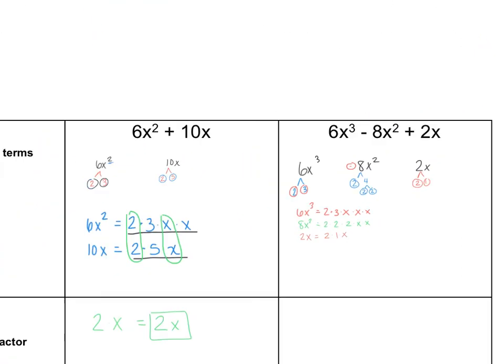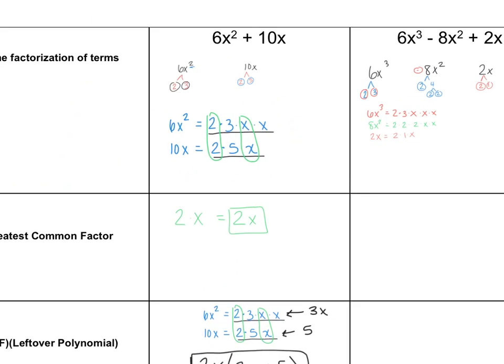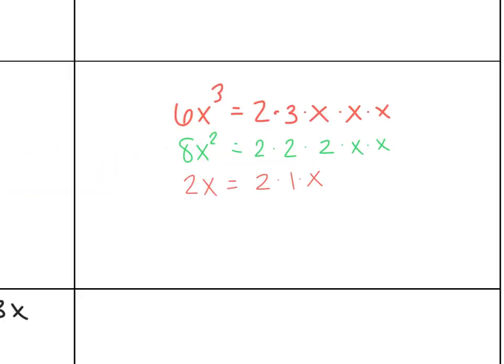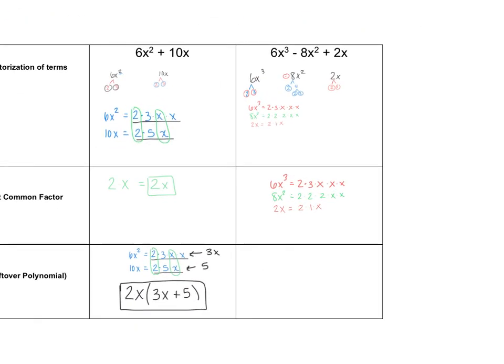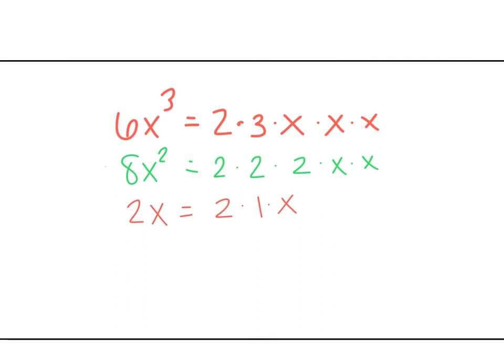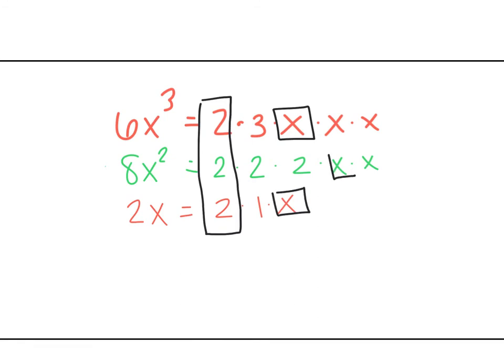Now we need to find our GCF, and we do that by circling what's in common. So now that we want to look at our greatest common factor and see what they have in common, I'm going to use my black marker. Well, what do you notice that they have in common? They all have a 2. And they all have at least 1x. So my GCF is simply 2x.